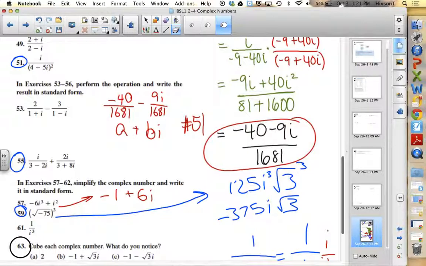Alright, so that looks good. It's minus 40 because we had the 40i squared. And she rearranged it so that the real part was first and the imaginary part was second.